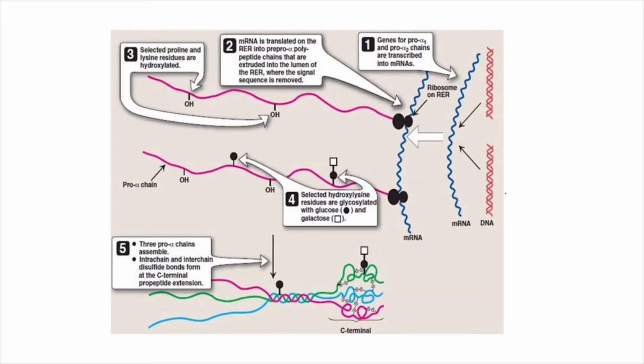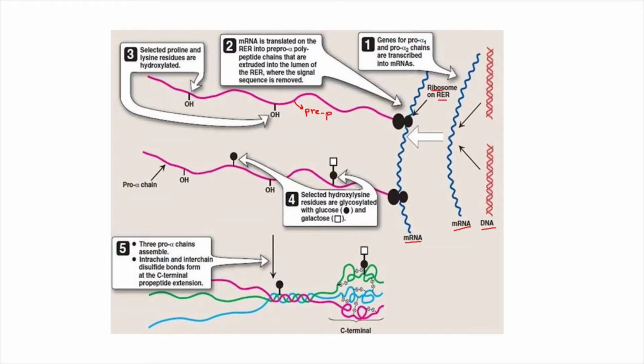So let us discuss the biosynthesis of collagen fiber. What happens in the biosynthesis of collagen fiber? First, the collagen genes are transcribed from the DNA into mRNA with the help of RNA polymerase. Next, the mRNA is translated into proteins with the help of ribosomes present on the rough endoplasmic reticulum. The first protein that is produced on translation is called the pre-pro alpha chain.